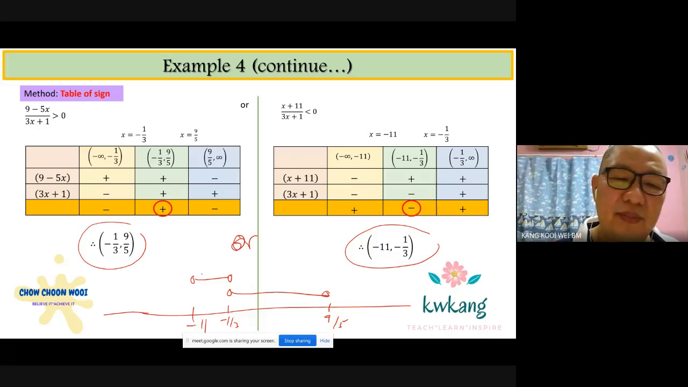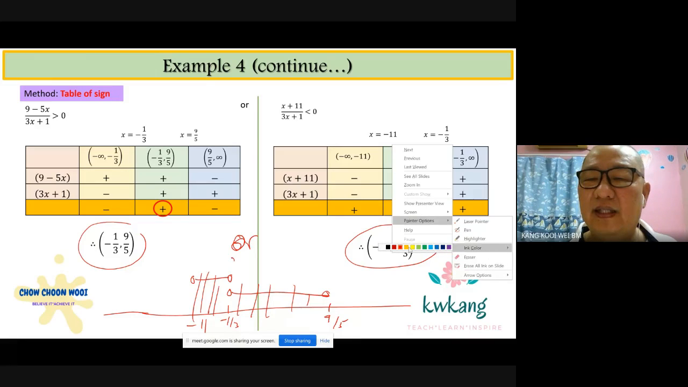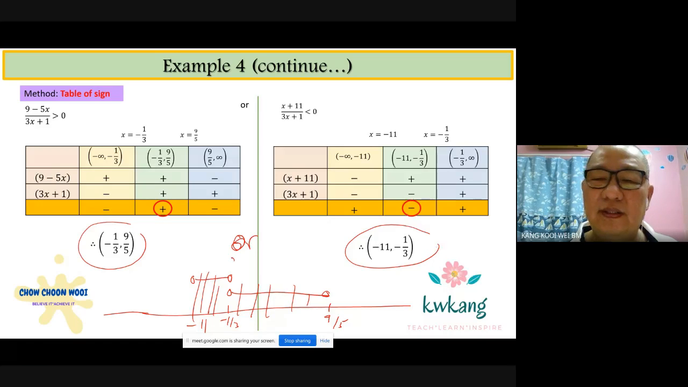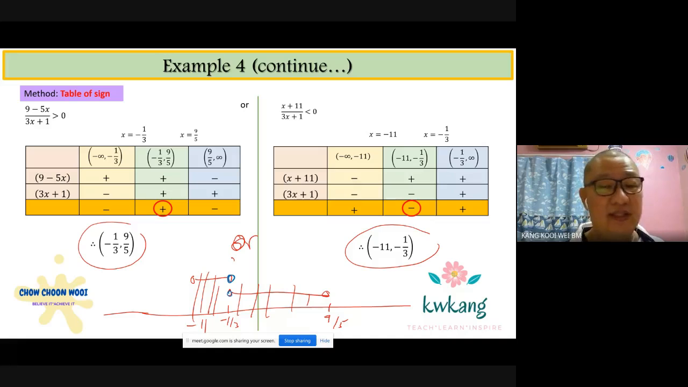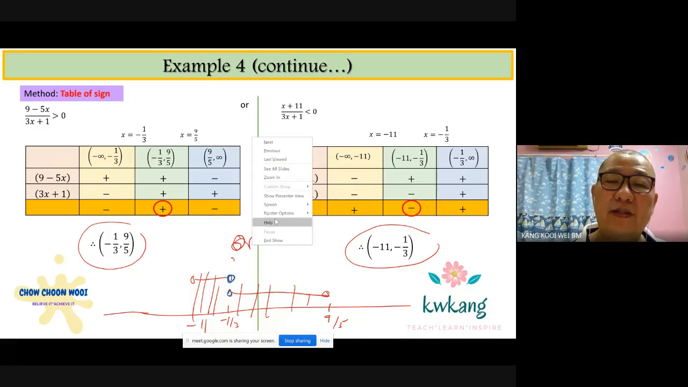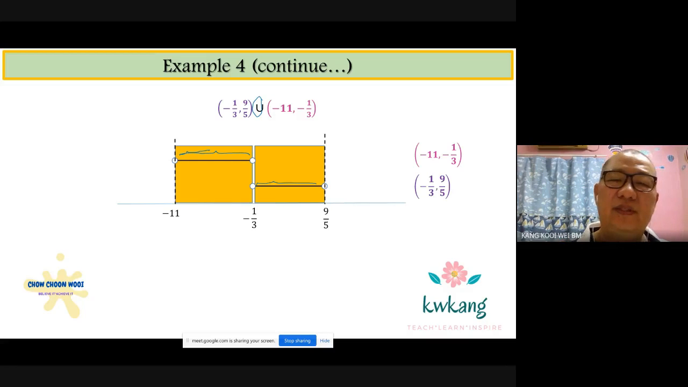Okay, apakah jawapan kamu? Jawapan kita sepatutnya sini atau sini. Excluding negative 1 over 3. Sebab yang ni dia nampak dia bulat kosong, tak termasuk. Dua-dua tak termasuk, meaning tak boleh termasuk. So, this one, you see or not? So the first line is from minus 1 over 3 up to 9 over 5. And this one is from minus 11 up to negative 1 over 3. So it's not the intersections, the union of these two lines.